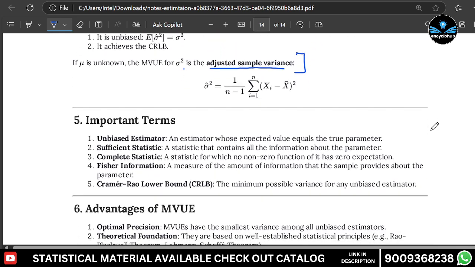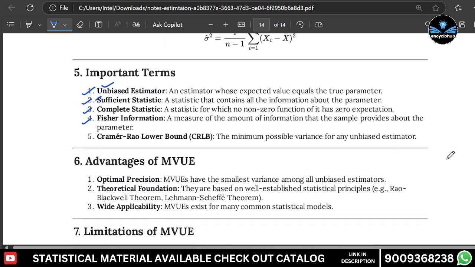Important terms are here: unbiased, sufficient, complete, Fisher. We know unbiased and sufficient, but what is meant by a complete statistic? A statistic for which no non-zero function of it has zero expectation is called a complete statistic. Fisher information is a measure of the amount of information that the sample provides about the parameter. And the Cramer-Rao lower bound is the minimum possible variance for any unbiased estimator.